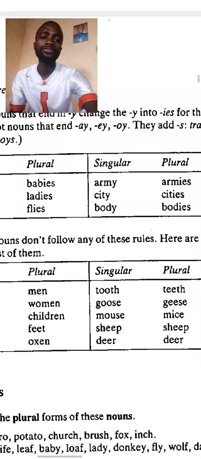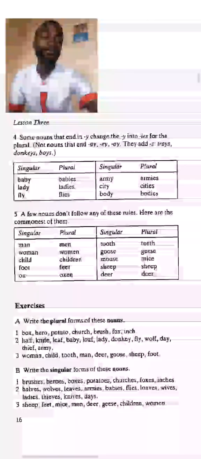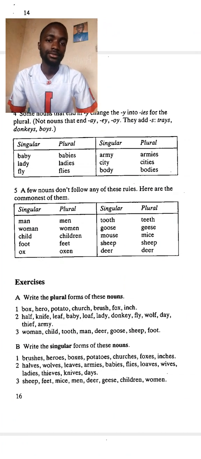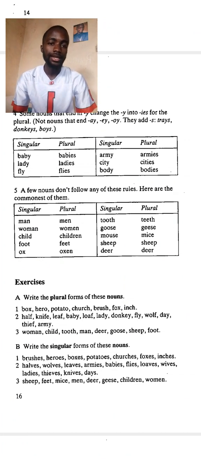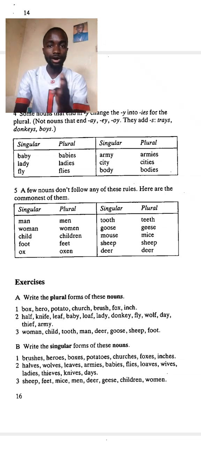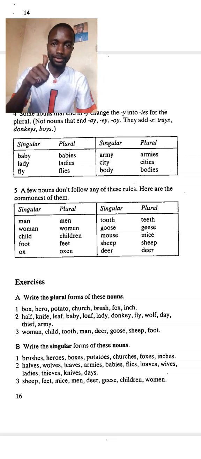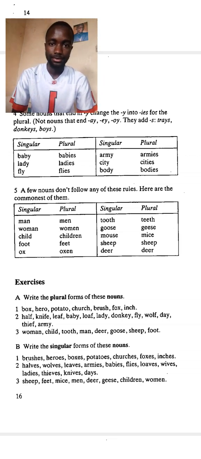Now moving on to our fifth rule. The fifth rule is very important. It says a few nouns don't follow any of these rules. Yes, this one is more stubborn. It's telling you, okay, you come with your rules, but I am not part of the four rules that I mentioned. I'm the fifth one. I'm special. Let's take a look at examples.